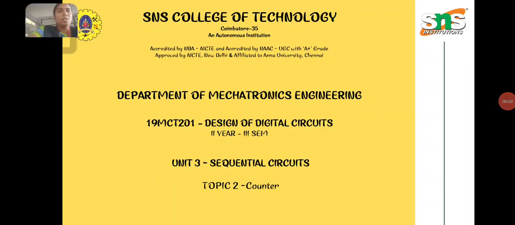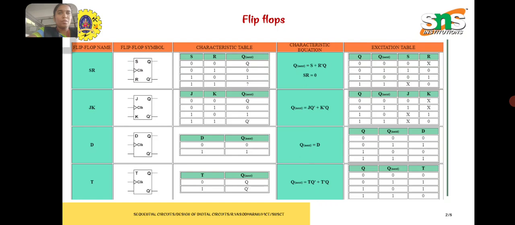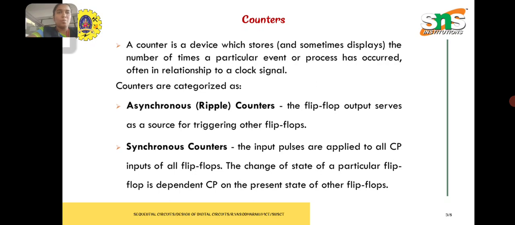Hello everyone. Today we are going to discuss the topic of counters and sequential circuits from design of digital circuits. In the previous class we saw that there are four types of flip-flop, that is SR, JK, D and T flip-flop. We saw the flip-flop symbols, characteristics table, characteristics equation, and excitation of the four types of flip-flops. And today we are going to see about counters.